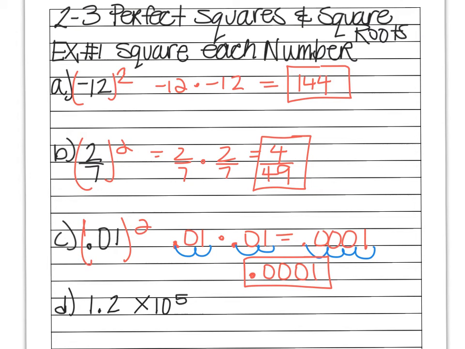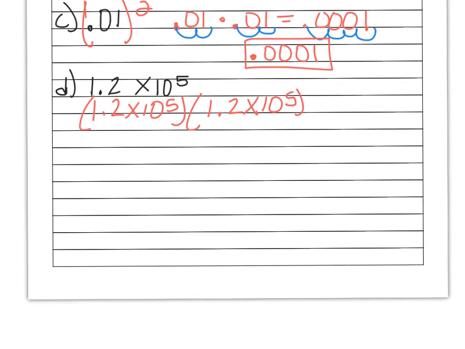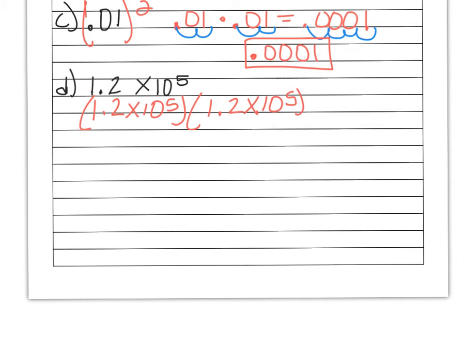D, we have scientific notation. And so we're going to go ahead and it wants us to square this. So that's saying 1.2 times 10 to the 5th times 1.2 times 10 to the 5th. So we can go ahead and multiply those just like we did in the last section. So 1.2 times 1.2 would be our first step. So 1.2 times 1.2 is 1.44.